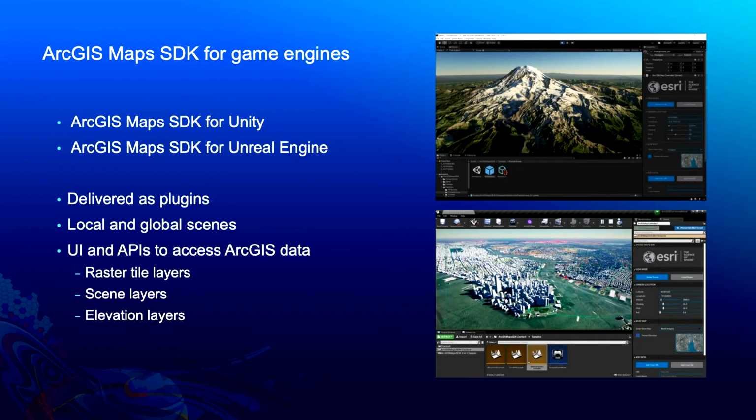So the two game engines that we support are ArcGIS Maps SDK for Unity and ArcGIS Maps SDK for Unreal. Unity and Unreal we support. They're the two most common game engines available. We deliver our capabilities as plugins. They support local scenes as well as global scenes. And there's a subset of data formats that we support currently in the first release. Unity support will go final in 2 weeks' time, and Unreal will follow about 3 weeks later. So we're really close to being ready there.